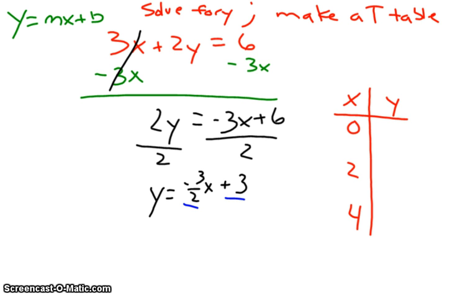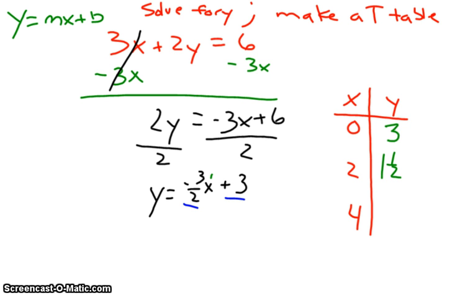I wanted you to make a t-table, and we've already put 3 numbers here. So if x is 0, if I throw a 0 in for x, it's negative 3 halves times 0 for x plus 3. So this would be a 3. If I go ahead and put a 1 in, negative 3 halves times 1 is negative 3 halves plus 3. Well, negative 3 halves I can also call negative 1 1/2 and a positive 3. So that would be 1 1/2.